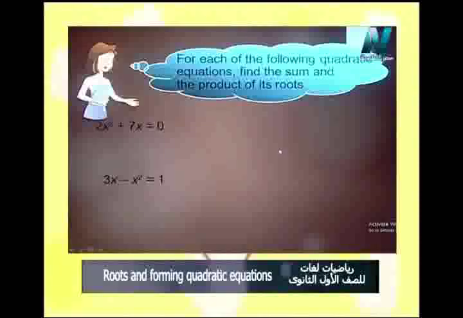So for each of the following quadratic equations, find the sum and the product of its roots. We have here 2x power 2 plus 7x equals 0.